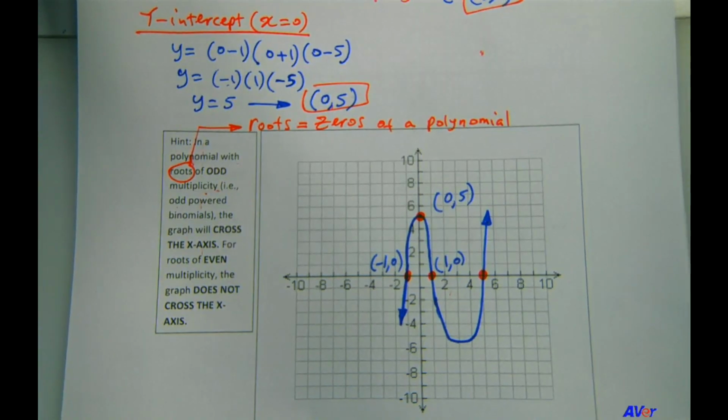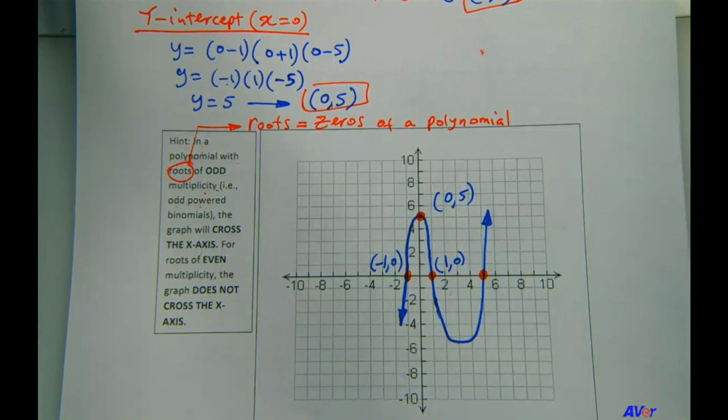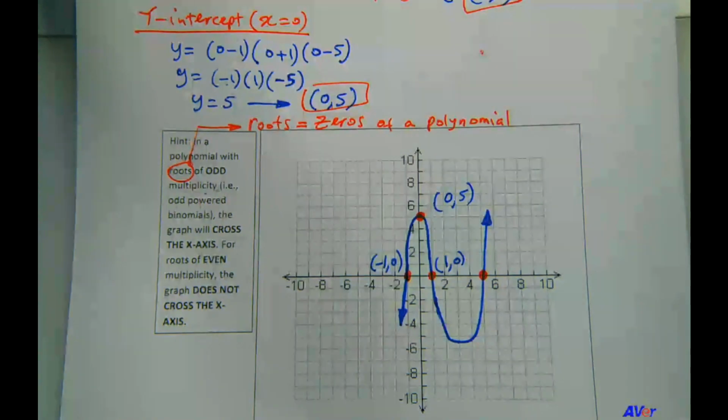Okay, so this was p of x equals x minus 1 times x plus 1 times x minus 5. So let me zoom out so you can see. Right there. So this curvature point, mine is way off, but the general form of the graph of the polynomial is what we are mainly concerned about.